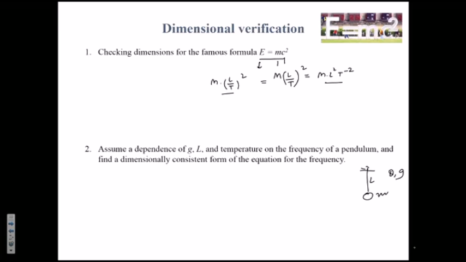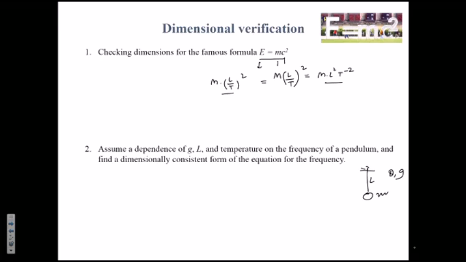I'm pretty sure in your high school physics classes you have probably done this as an experiment. You hang a pendulum, you take it to one side, release it, you start a stop clock, you count the number of oscillations, and you see how much time has elapsed, and from that you can compute the frequency, right? And you repeat that experiment a few times to get rid of any statistical error, right? So let's say we're not doing that experiment. We have some idea that the frequency depends on the gravitational acceleration, depends on the length, maybe even the mass, and the temperature, okay? And we're trying to find out what that dimensionally consistent form is.